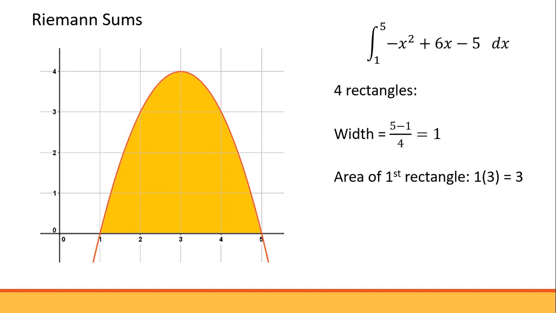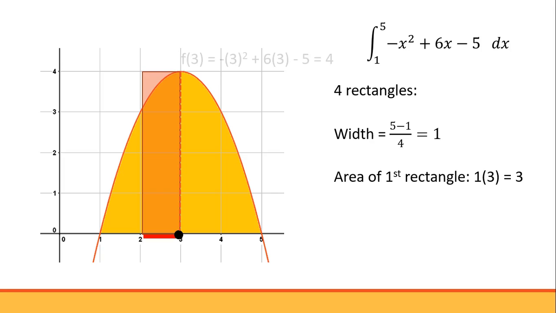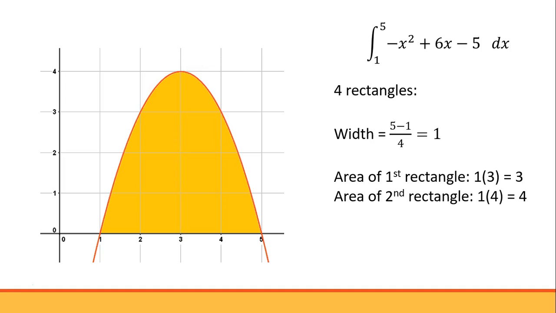Now we'll move on to the second rectangle, which is the rectangle that goes from 2 to 3 on the x-axis. Remember, we said that we're going to use the right endpoint of that interval to decide how tall the rectangle is going to be. In this case, how tall? The x-coordinate at that point where that vertical line meets the parabola is 3, so the y-coordinate that goes along with that is 4. So this rectangle is 4 units tall. It's still 1 unit wide, so its area is 1 times 4, which is 4. And we'll continue that all the way across.